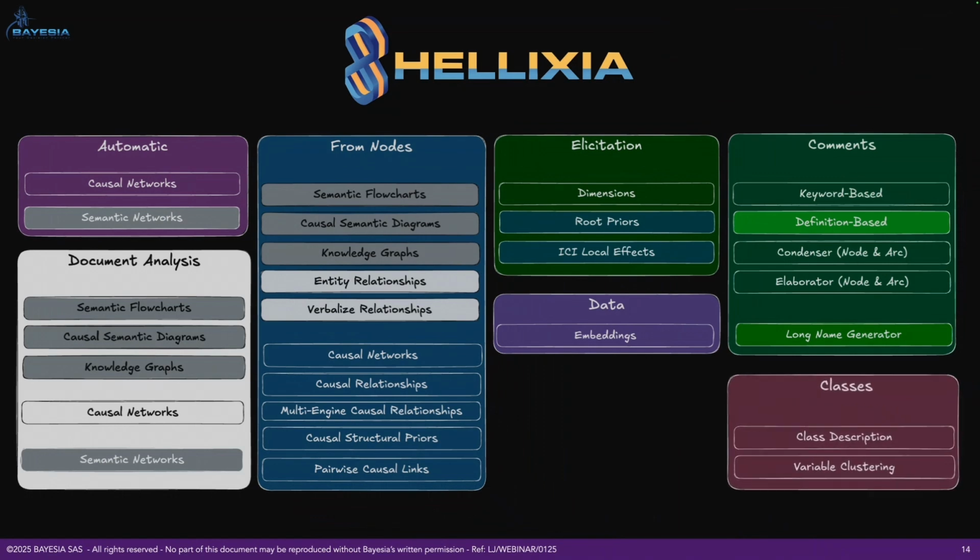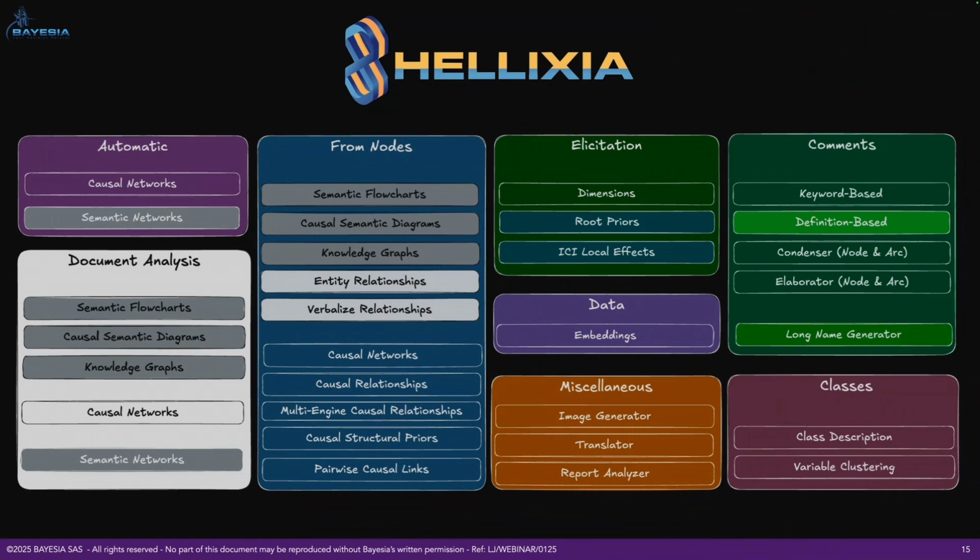We can use it for automatically associating a name with classes, which is very useful when we do probabilistic structural equation models, so when we have hierarchical models with latent variables. Usually it's quite difficult to find a name, so here Hellixia can help you with that. We can also use it for variable clustering.